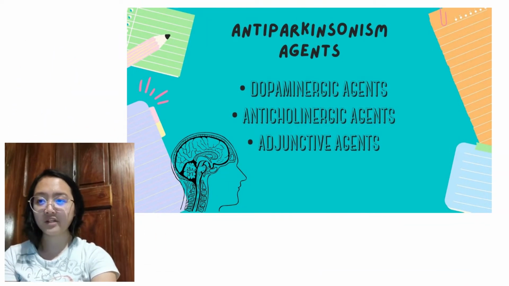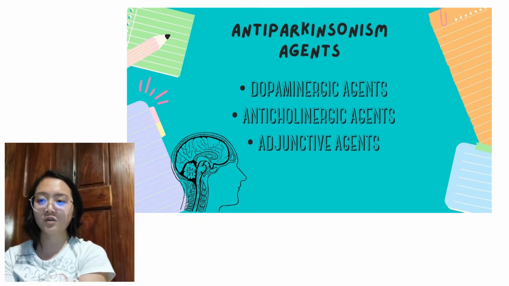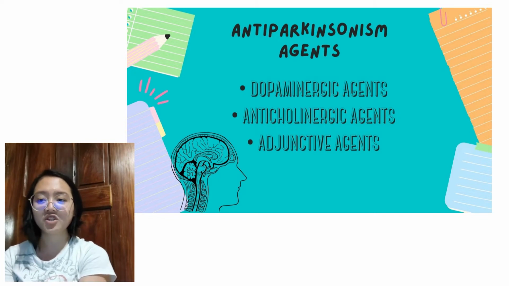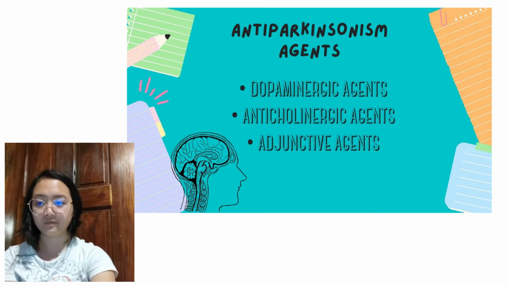And next, we have here the anti-Parkinsonism agents. Under these classifications are the dopaminergic agents, the anticholinergic agents, and the adjunctive agents. Okay, so you can read on the module. There are examples there for these subclasses.